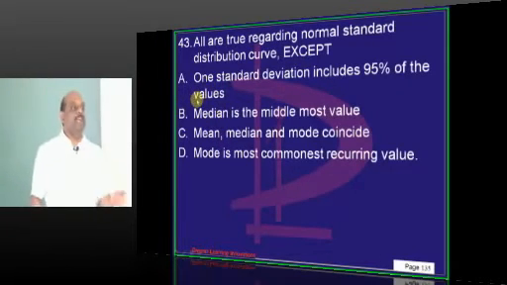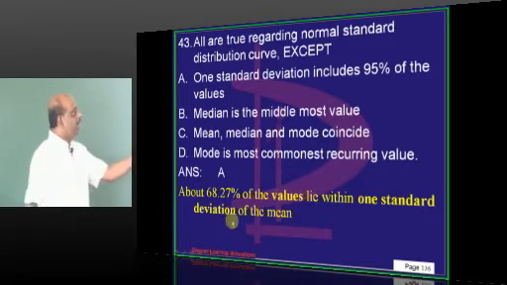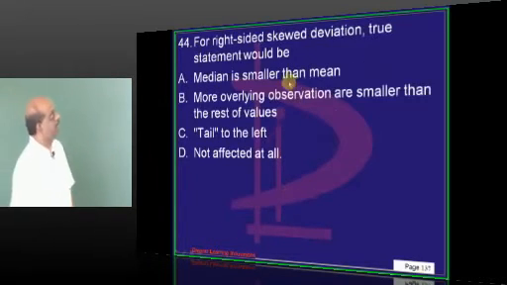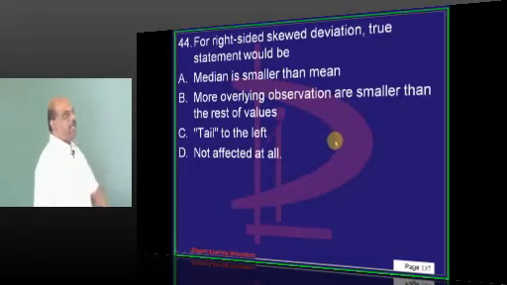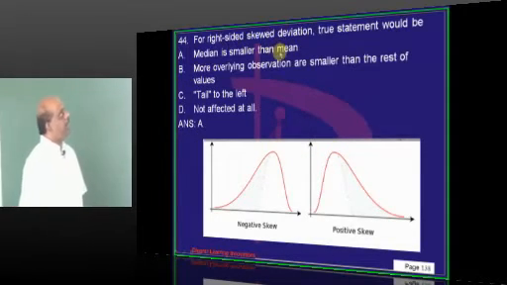Okay, normal standard distribution, what is your answer? Yes, sir. Wrong option. That is 68.27%. Right skewed deviation, left skewed, what is the difference, doctor? Median is smaller than mean.